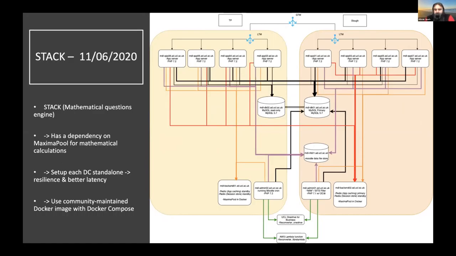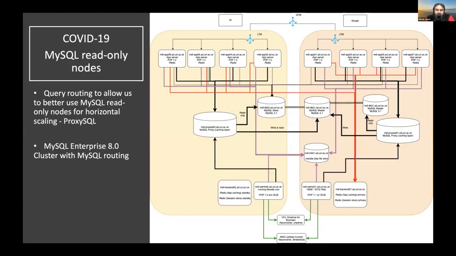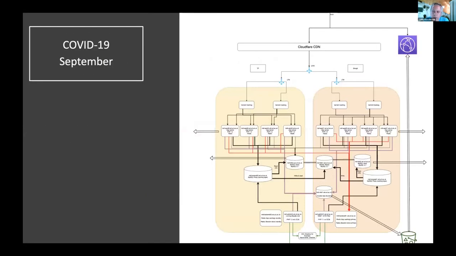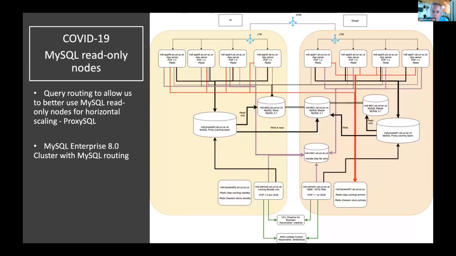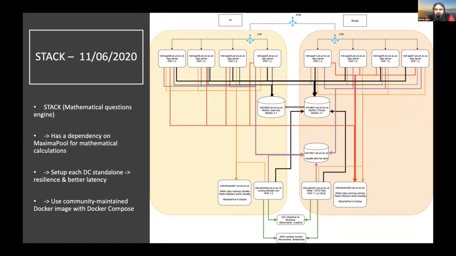We also, just throwing it in there, implemented Stack in June. Do you have Stack on a different server or is it on one of the nodes? If I come back on this one, you've got the backend nodes on the bottom, where the Redis cache instances are. We've got all the Docker containers, so the maximum pool is running in Docker on both sites.